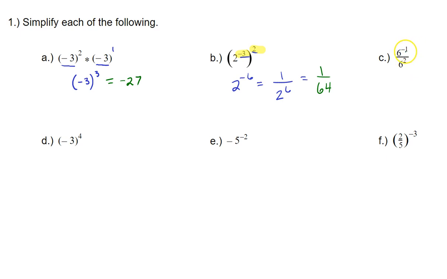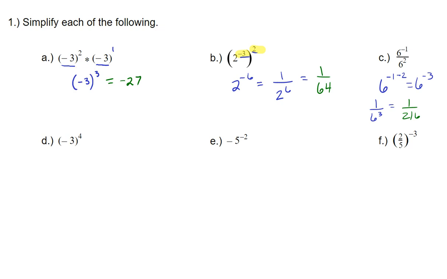C, we have 6 to the -1 over 6 squared. So that is going to be a division problem, so we're going to subtract the exponents. I'm going to take -1 minus 2, and that's -3. So this will equal 6 to the -3. If we kept going with that, I would say that's 1 over 6 to the +3 now. And I could keep on going as far as I want. I can figure out 6 cubed, which is 216. So this is 1 over 216, if I kept going on it.